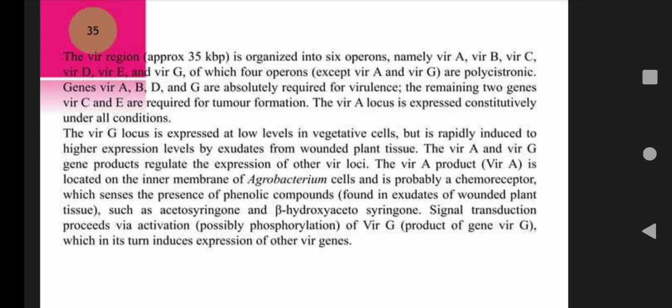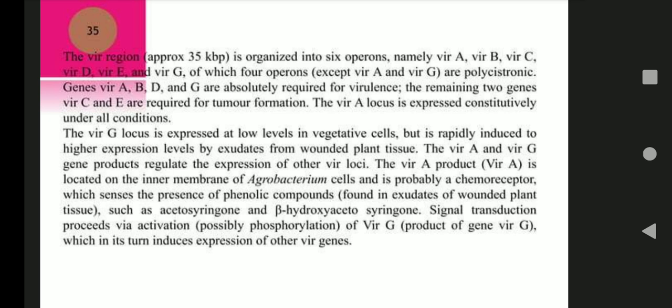The vir genes present in the virulence region of the Ti plasmid are organized into 6 operons: A, B, C, D, E and G, out of which 4 operons, except A and G, are polycistronic in nature. VirA, B, D and G are absolutely required for virulence. The VirG locus is expressed at low levels in the vegetative cells, but highly expressed in wounded plant tissue.